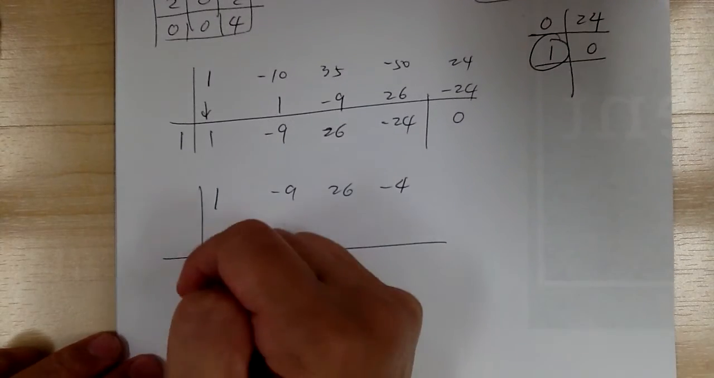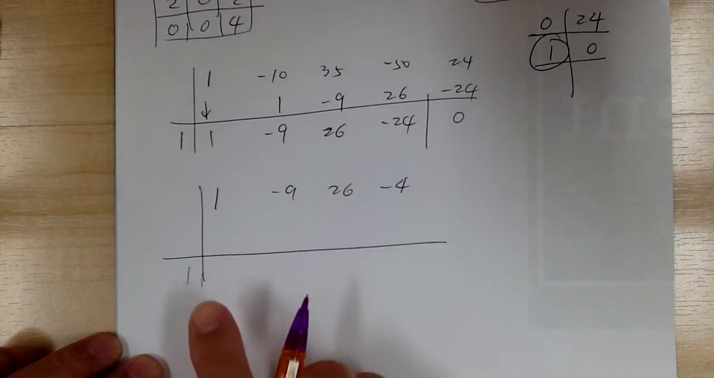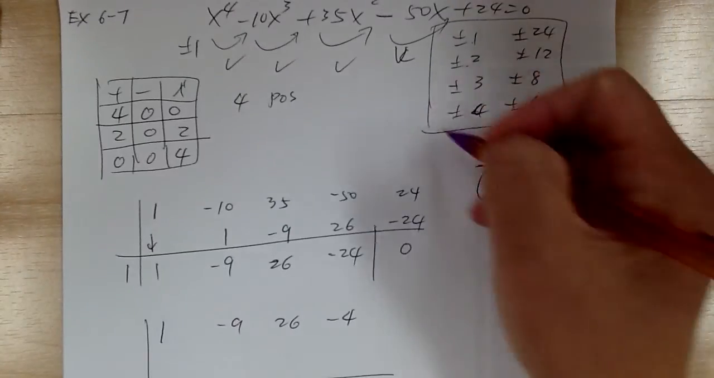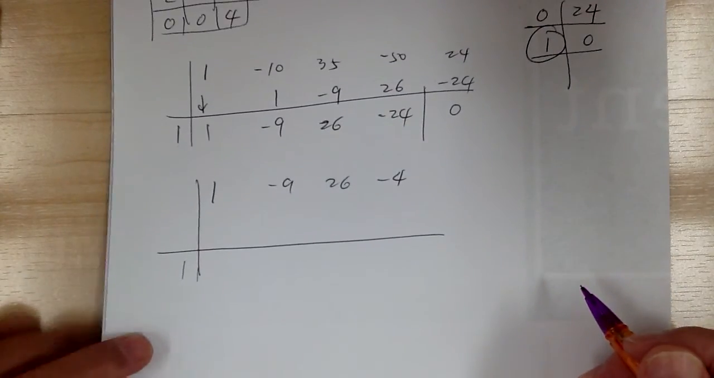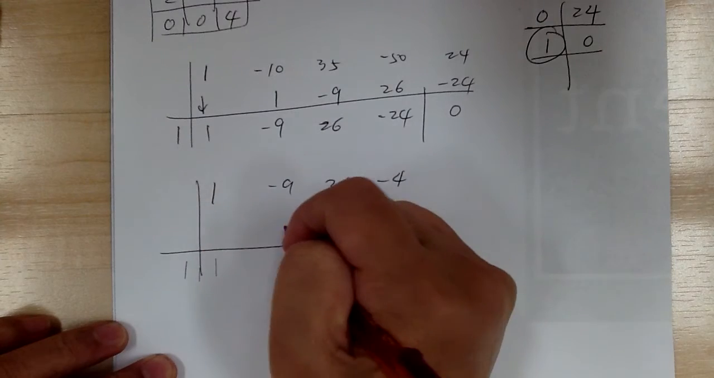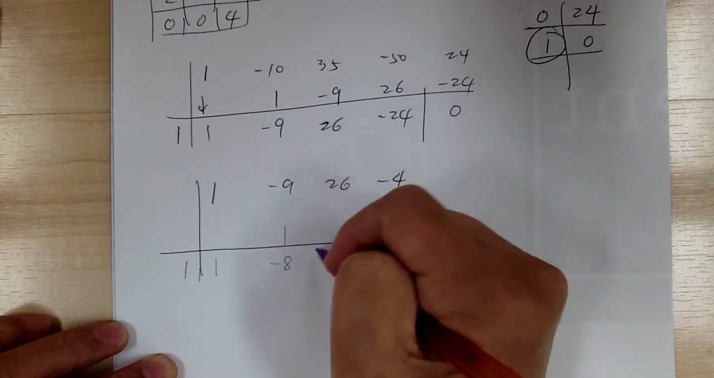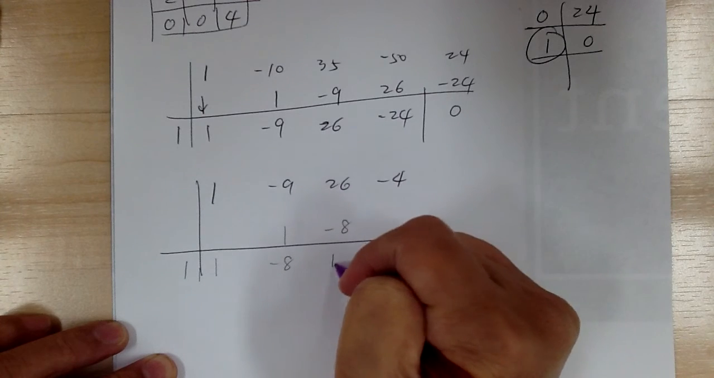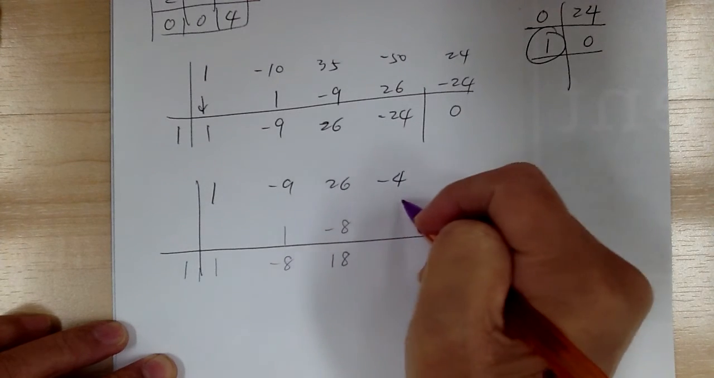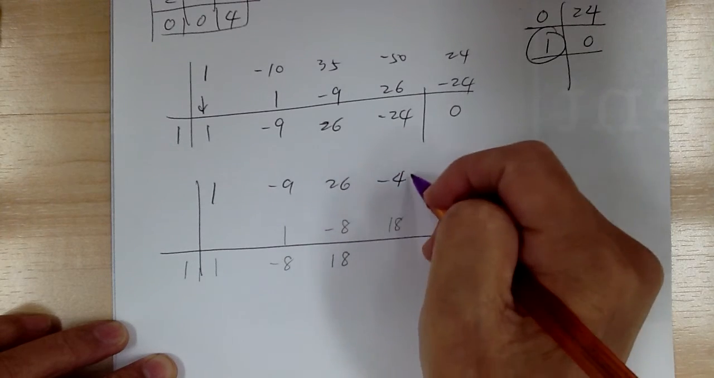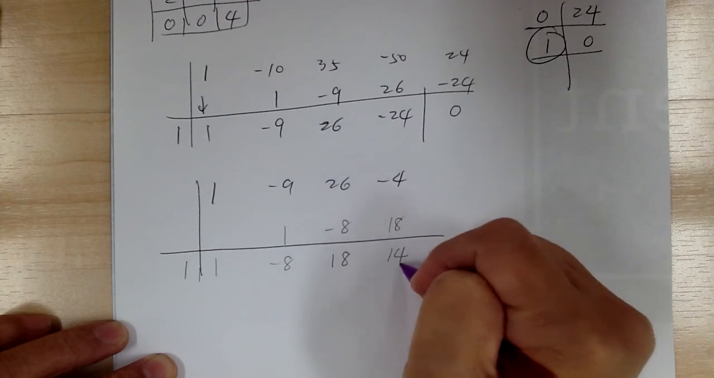Okay, so I'm going to try 1 again just to make sure that it's not a double root. Because if it's a double root and you don't check, you're going to waste your time doing all that without finding the answer again. Okay, so you drop, multiply, you add, multiply, you add, double check. Okay, add.